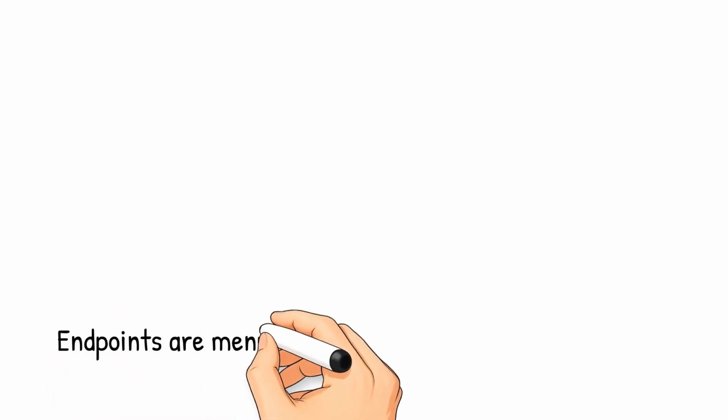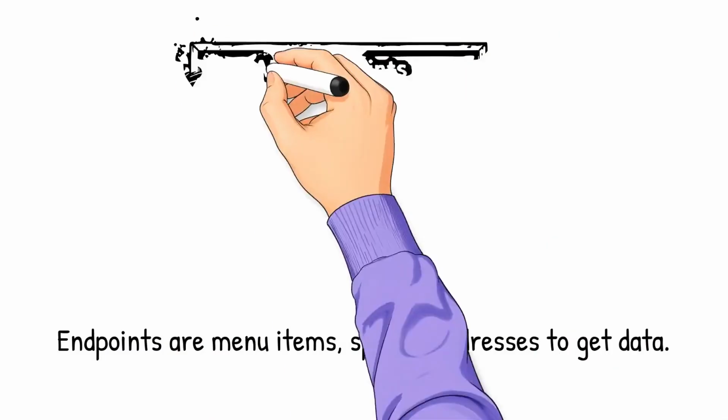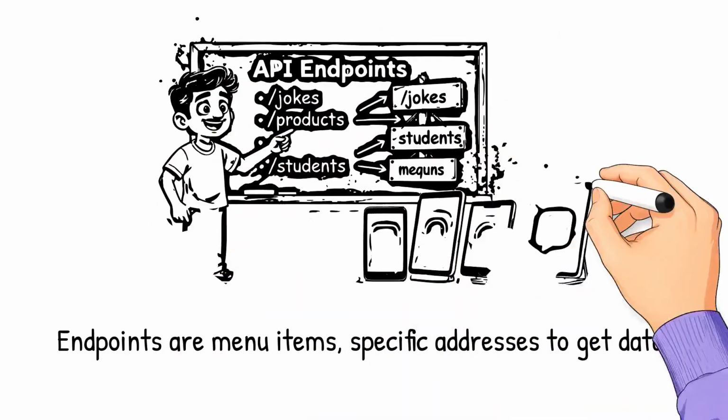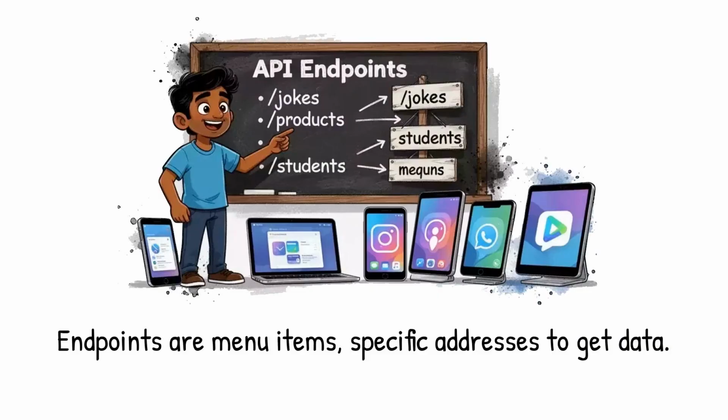Number 2, the endpoints. Remember these from episode 4? These are your menu items, the specific addresses people can order from. Like /jokes to get a joke, or /products to get your product list. You decide what's on the menu.